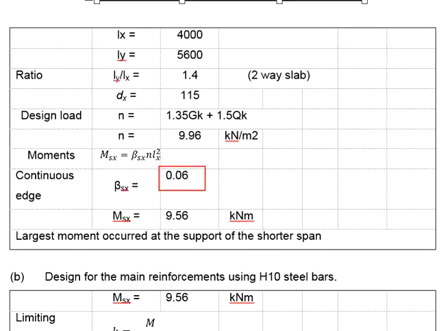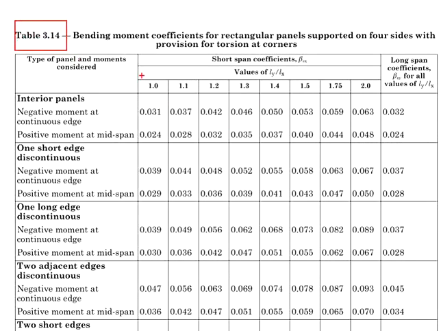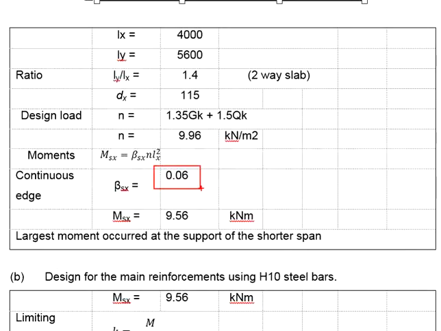Now that we have identified the coefficients, which is 0.06, that is the largest value of the three. Next, we will use these coefficients to determine the moment. Refer to the British Standard. The moment of the slab is given by the equation here. The coefficients will refer to Table 3.14, which is the table that we were referring to just now. Having the beta of 1.0, you will need the Lx. The Lx refers to the shortest span, which is 4 meters.